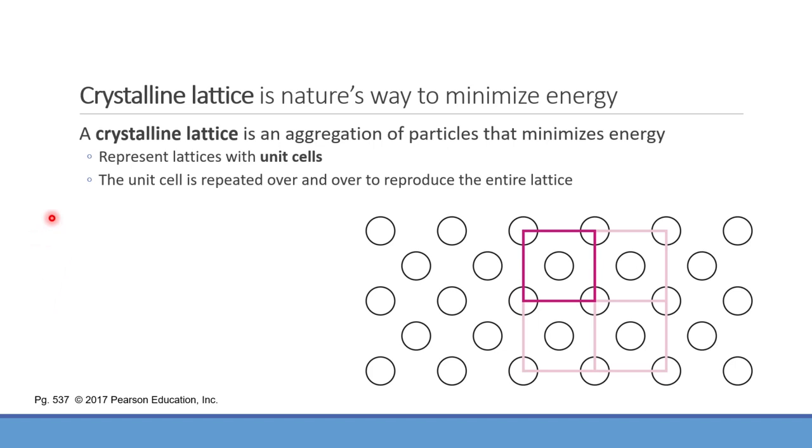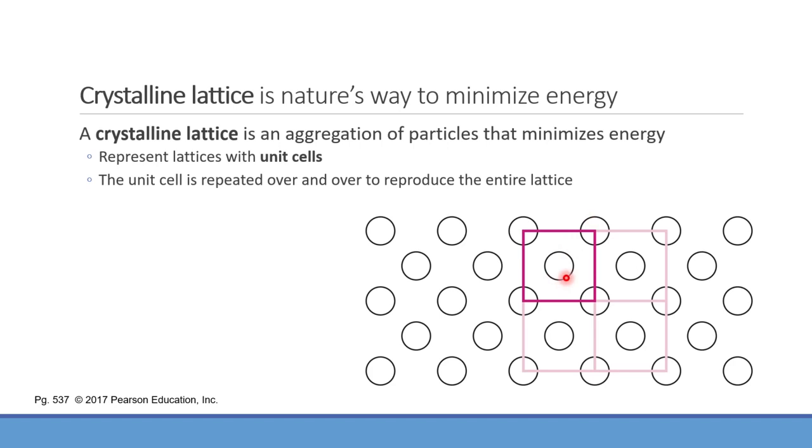So a crystalline lattice is nature's way of minimizing energy. And so we represent lattices with a unit cell, and you saw this in lab. The unit cell is just repeated over and over and over throughout the entire lattice. In this case, our unit cell is this pink box here, and it gets repeated throughout the structure. This is a 2D representation, but if this was a 3D representation, it would be a cube, and it would be the same on all 6 sides.